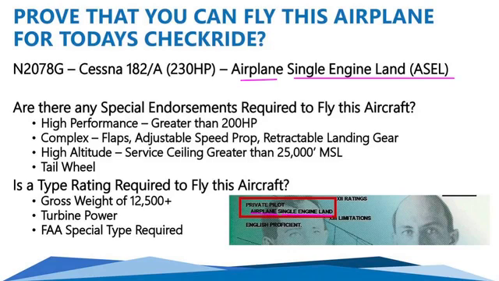And then the final thing is a type rating required to fly this aircraft? Well, no. Type ratings are only required anytime that the aircraft has a gross weight of 12,500 pounds or more. It's some type of turbine-powered aircraft, or there's a very, very few FAA special type required. All right, so those are the biggest ones that you want to have. Now, that matches the licensing requirements and the endorsements, but there's still more to this question if you want to answer it appropriately. Okay, in addition to having the appropriate licenses and certificates you also need to have the correct currency.